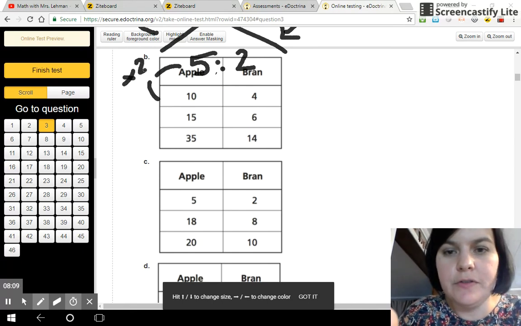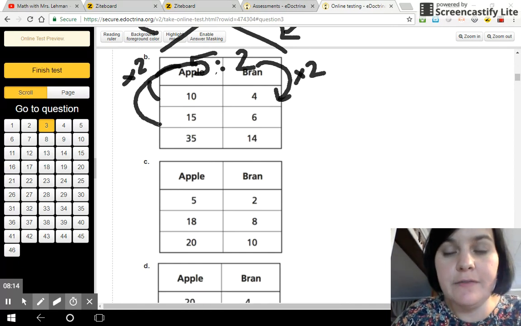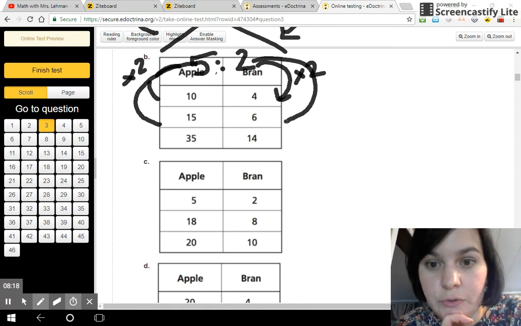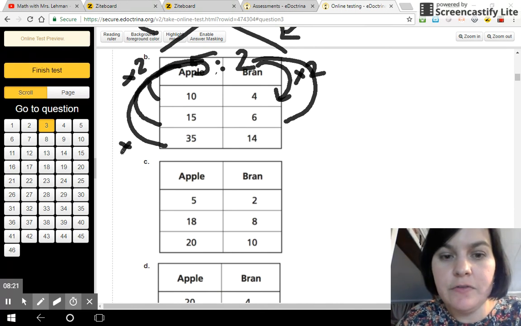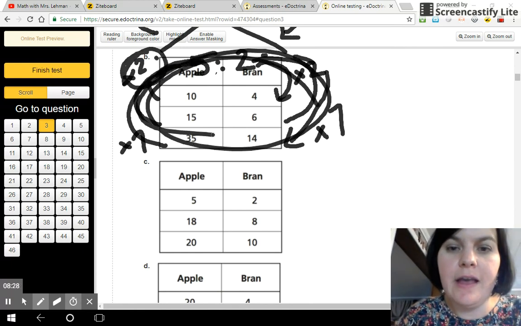5 times 2 gives you 10. 2 times 2 gives you 4. 5 times 3 gives you 15. 2 times 3 gives you 6. 5 times 7 gives you 35. 2 times 7 gives you 14. So the correct answer is choice B. Yay.